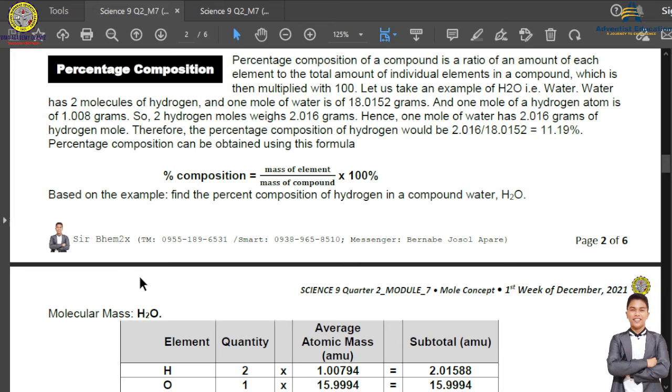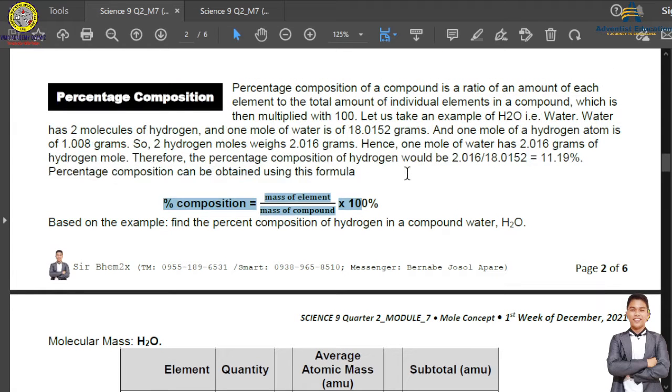Okay, so now let's proceed to the percentage composition. You can see the formula there. The percent composition is equal to the mass of element divided by the mass of compound, multiplied by 100%, so you can get the percent composition. That could be very easy if you know how to calculate the molecular mass of an element.